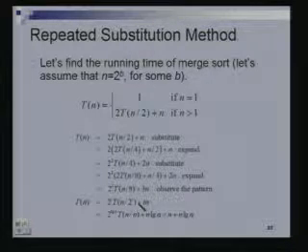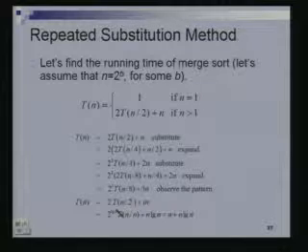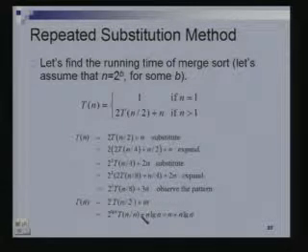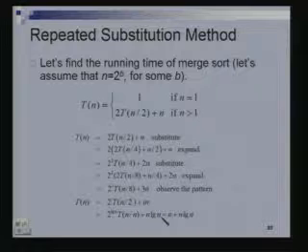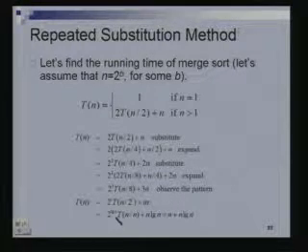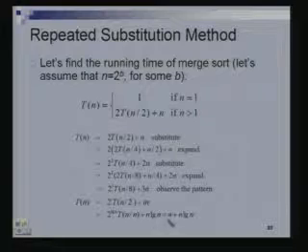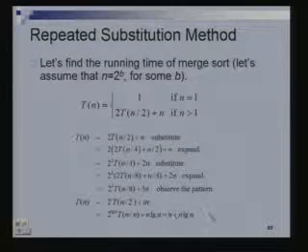And now, if I choose i to be log n, what do I get? I get 2 to the log n times t of n by n plus n times log n. Now, t of n by n is t of 1, which is 1, and 2 to the log n is n. So, this becomes n in all and this becomes n log n. So, I get a total of n plus n log n, which is order n log n.